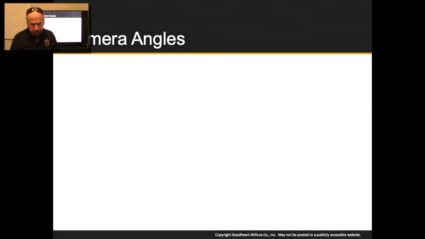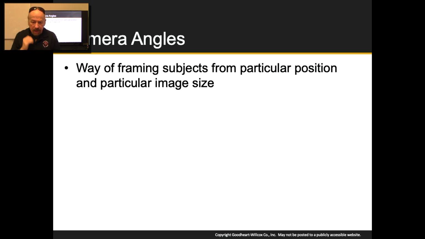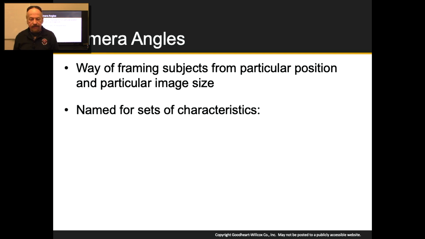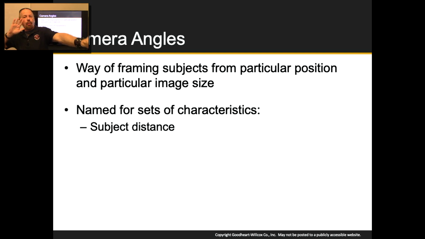Camera angles. Camera angles are a way of framing a subject from a particular position. They're named for characteristics they have. There are really 5 different categories of camera angles, or shots rather, that just makes more sense, shots. We're going to deal with 3 of them in detail today, but here they are. Subject distance. How far away are we from the subject? There are some shots there that we're going to look at.